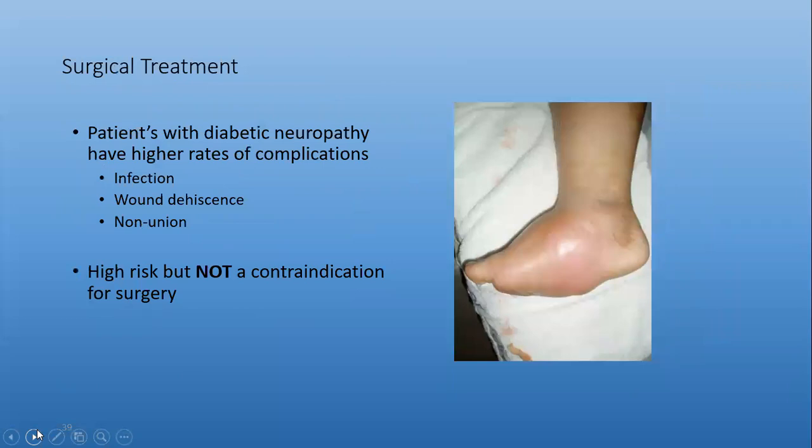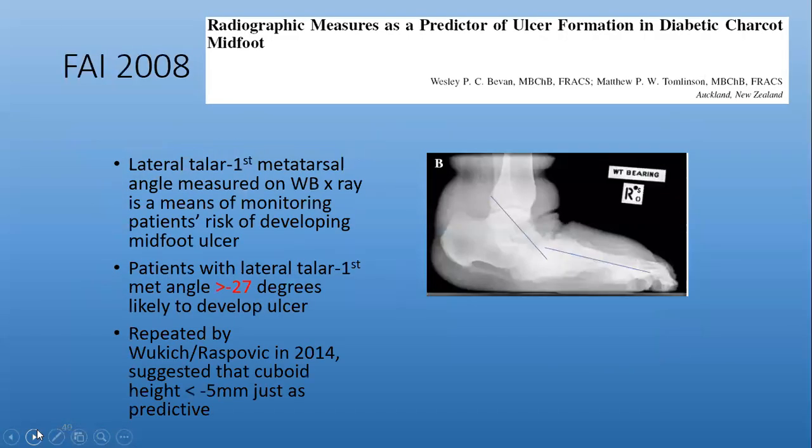So let's talk about surgical treatment. Patients with diabetic neuropathy have a lot higher rates of complications, a lot higher rates of infections and wound dehiscence and non-unions, but that does not necessarily make that a contraindication for surgery, especially if the patient doesn't want to lose their leg, can't lose their leg, and they do want to go through it. You just have to have an honest conversation with them that this is not going to be an in and out, and then you're all healed. Their rates of complications are a lot higher.